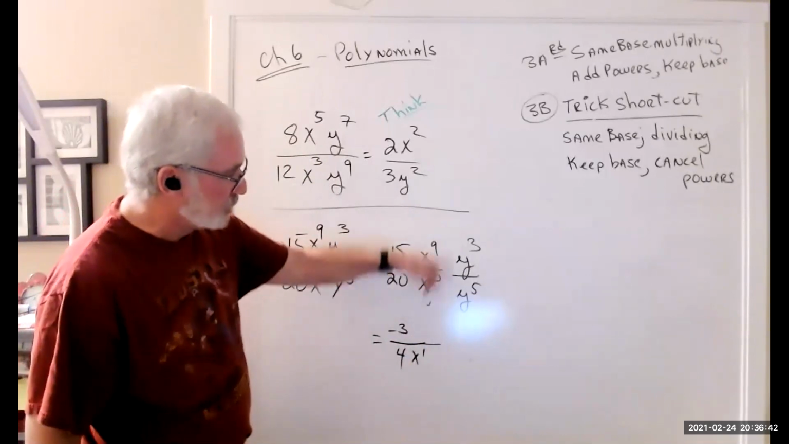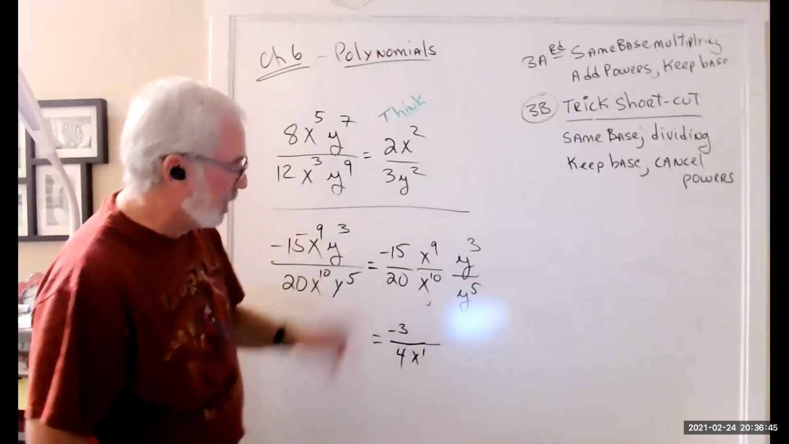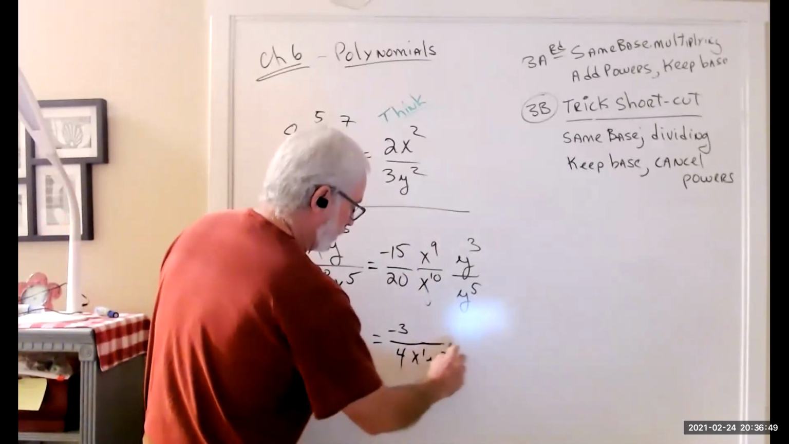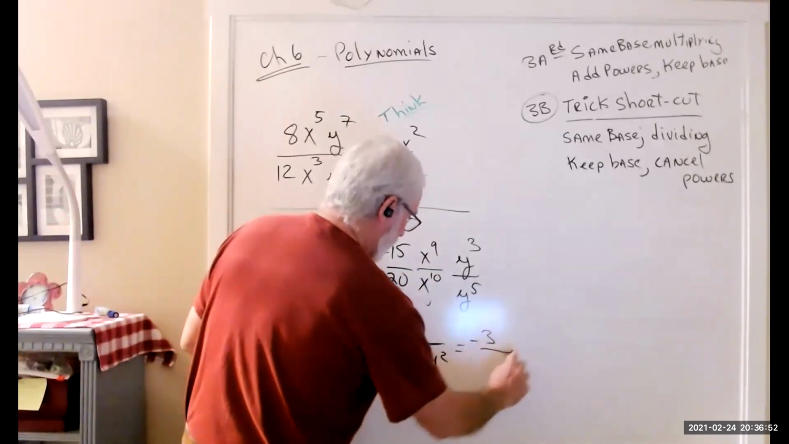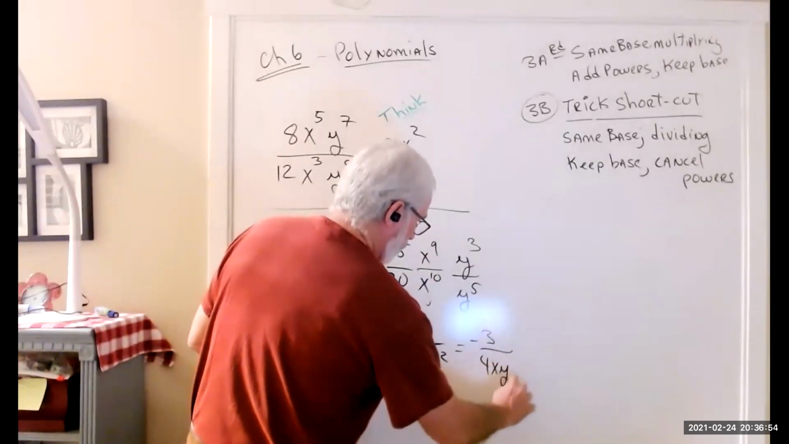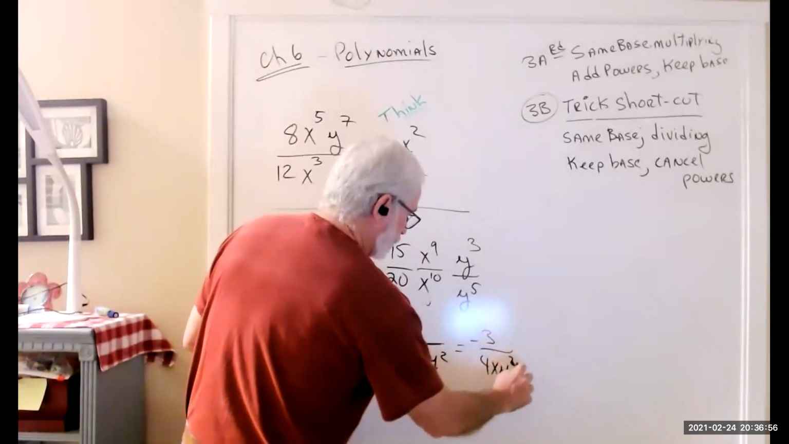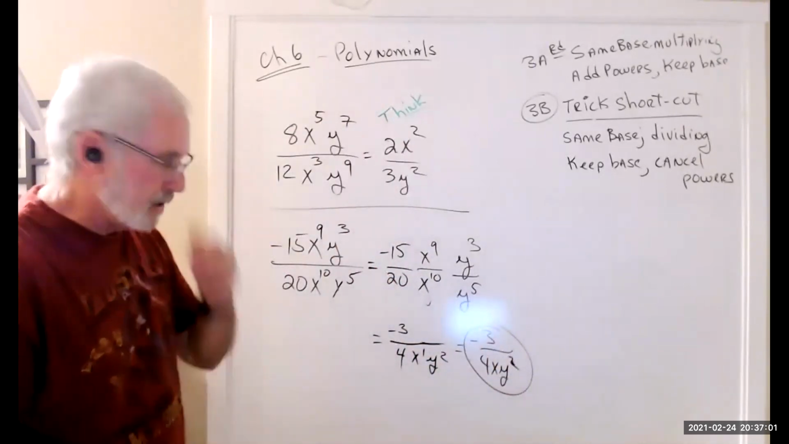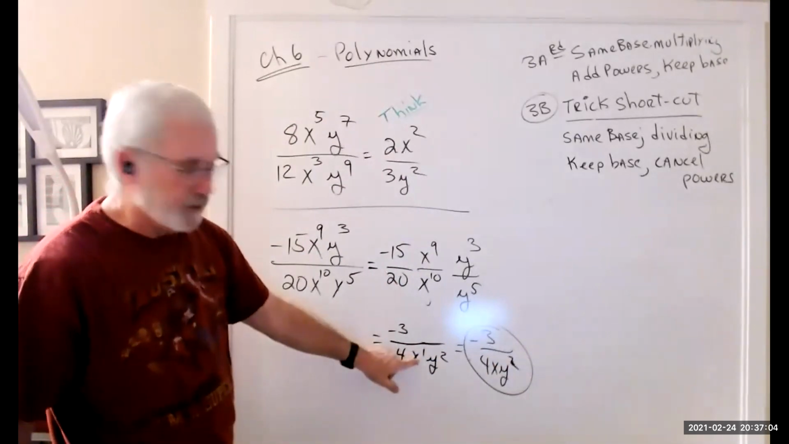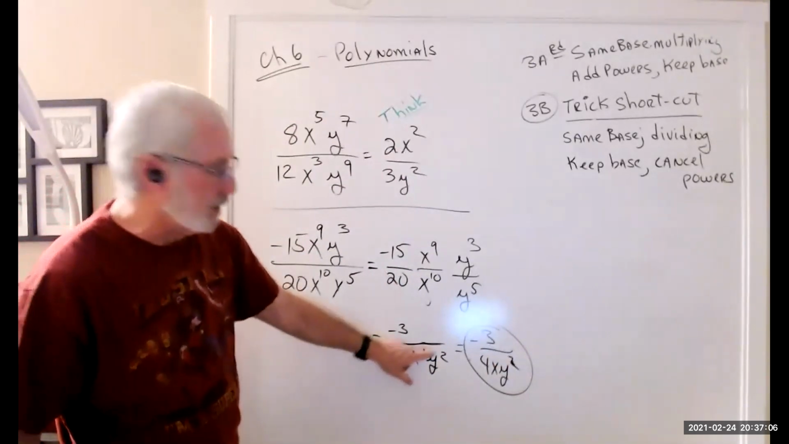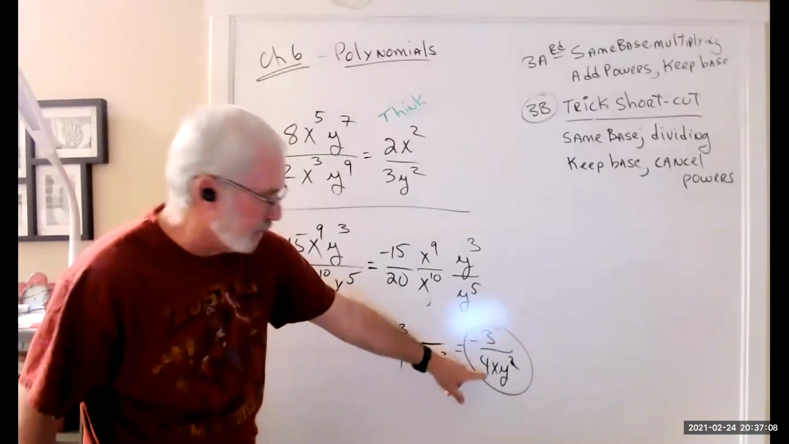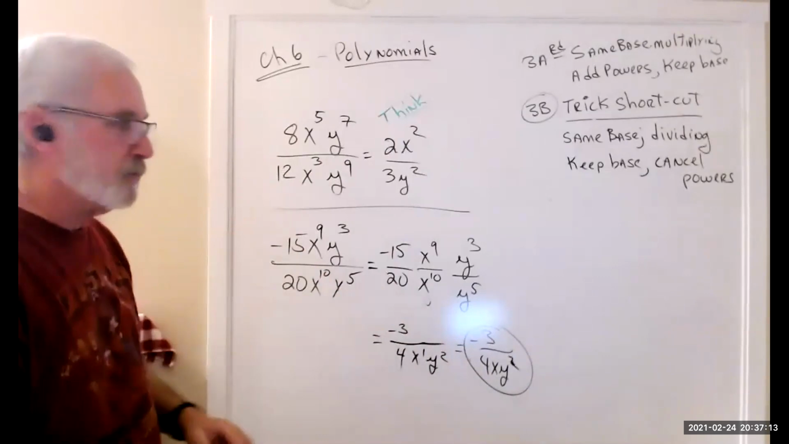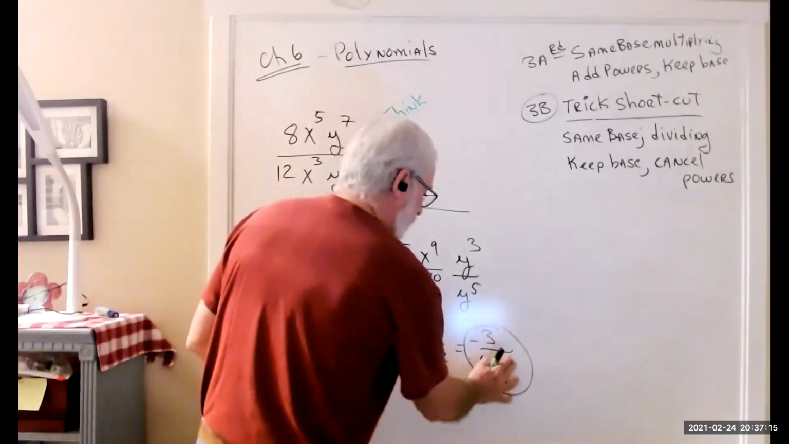My y's, they're going to cancel. I'm going to have 2 y's on the bottom, so I write y squared. Better answer, -3 over 4x y squared, because that first power, again, mathematicians are snobs and they're lazy. Even though that's correct, we don't write it because we want to appear sophisticated. So we just say x instead of x to the first. But that would be the final answer.